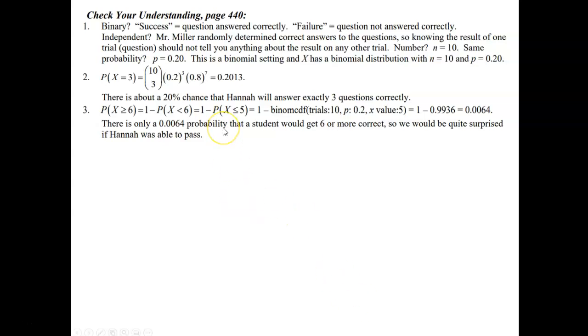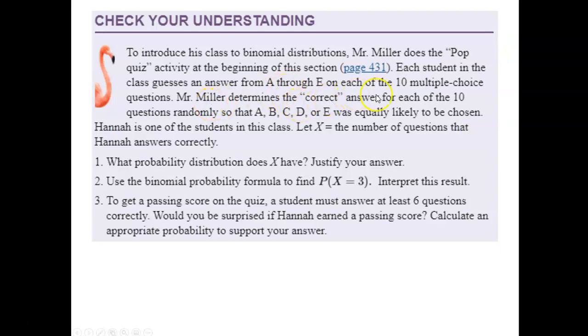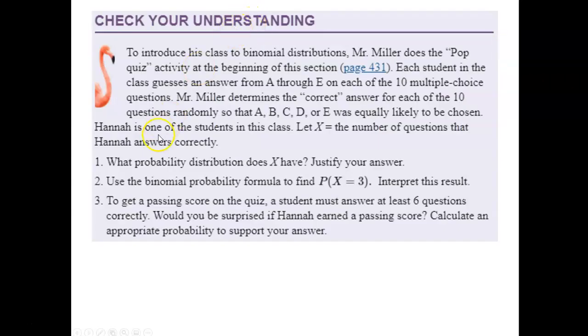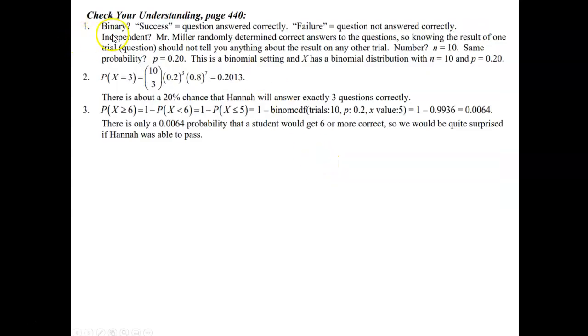All right. So, back here. When they went to go, of course, I stole the answers from the book because I don't want to retype everything. When they go to set up what probability distribution does X have, justify your answer, they did go through the fact that it's binary because you have success and failure, answered it correctly or did not.